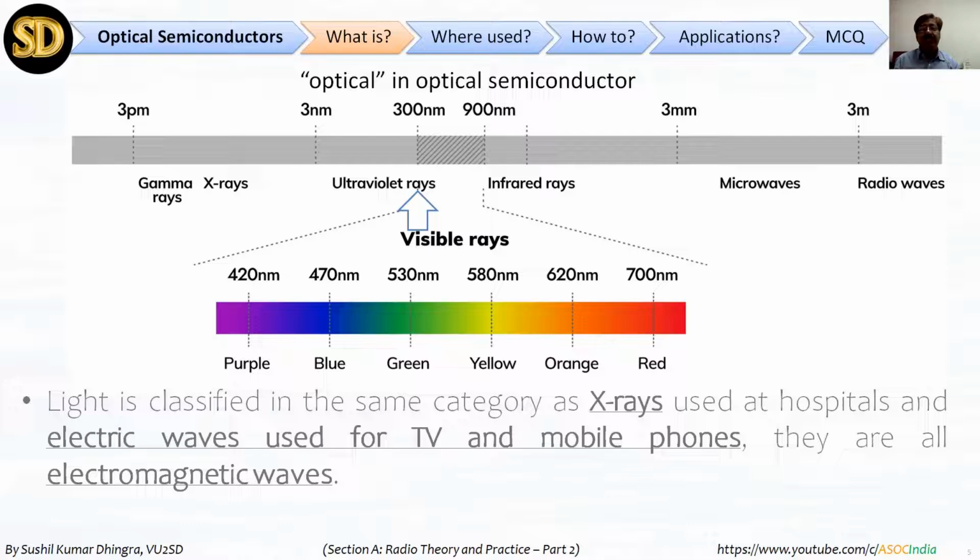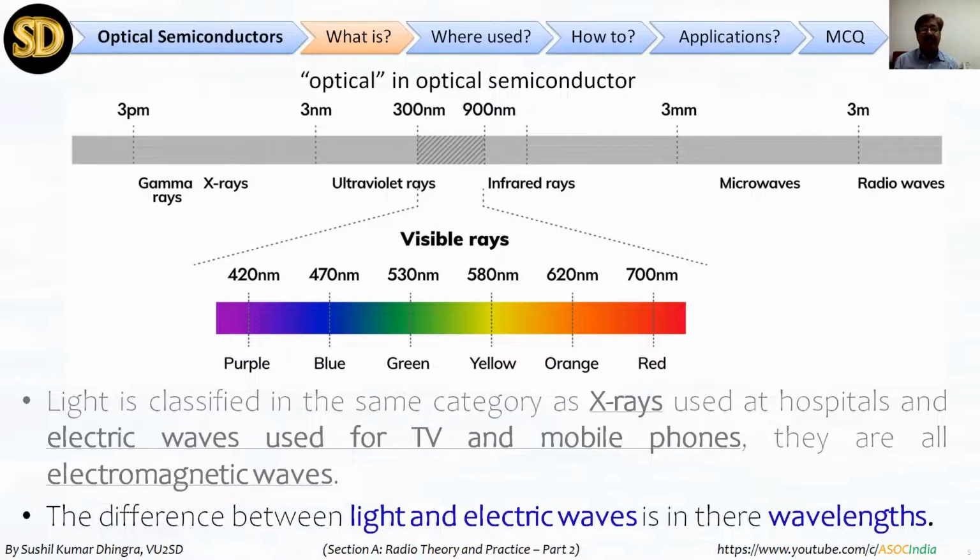But my intention today is only visible rays, because visible rays are only used for light communication, and this is called optical waves. So the main difference between light and electric waves is wavelength, lambda equals c by f. Already explained to you. So going to the next.